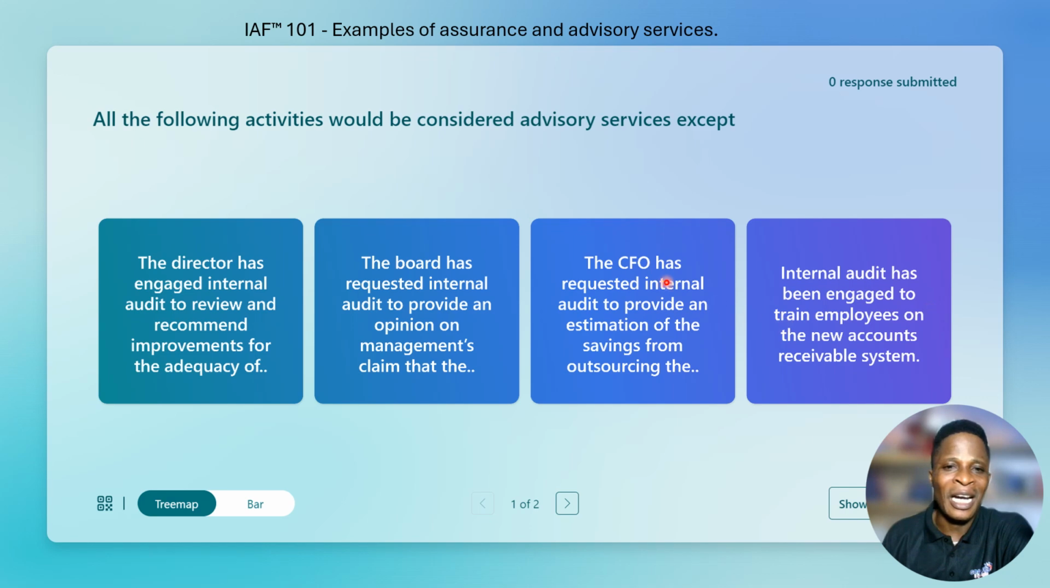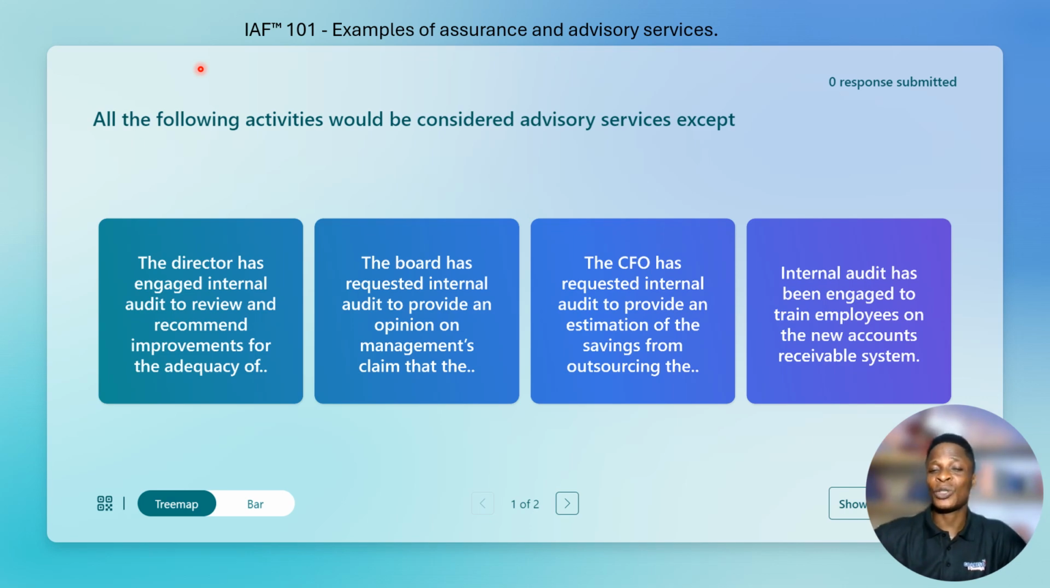Let me tell you something. I'm looking for a key point that differentiates assurance from advisory services, and I'm just looking for a keyword: opinion. This opinion I mentioned earlier, and I said that assurance, according to the GIAS, is a statement intended to increase stakeholders' confidence in an organization's governance, risk management, and control processes.